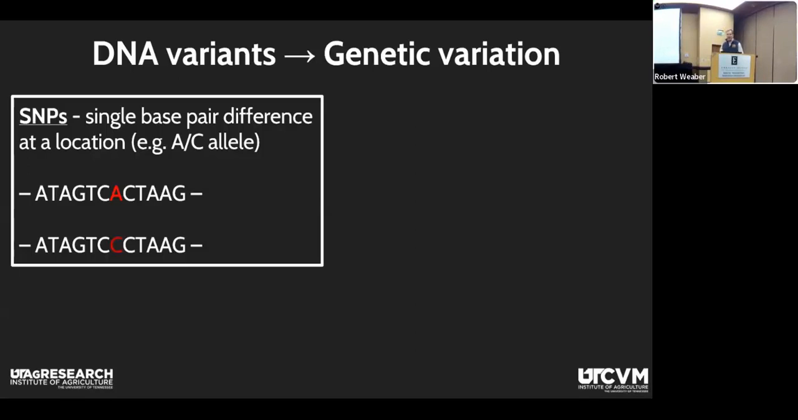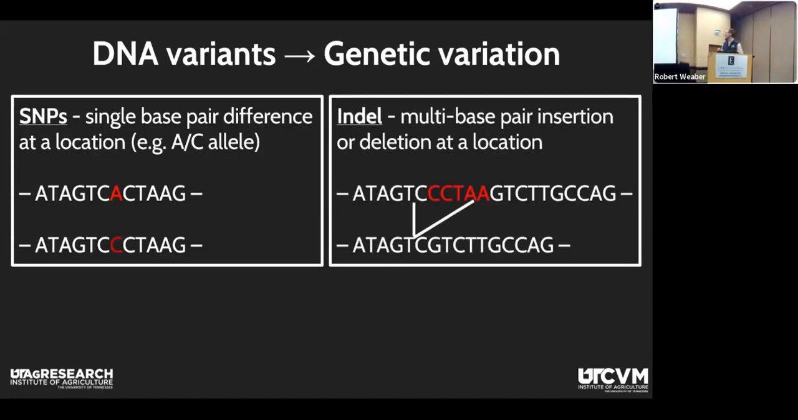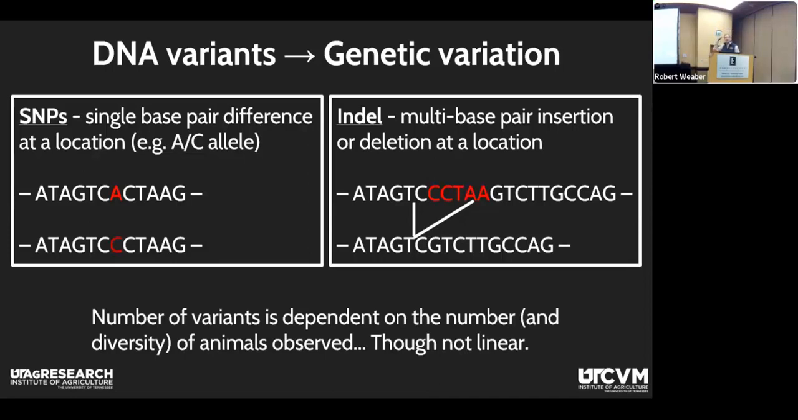The ones that we're most familiar with, of course, no stranger to anybody in this audience, are single nucleotide polymorphisms, or SNPs: single base pair differences between individual animals, for example, this A/C allele on these two chromosomal segments that I have here. The contemporaries to SNPs would be an insertion or deletion, so a small multi-base pair chunk of DNA that either gets inserted or deleted from a place in the animal's genome.